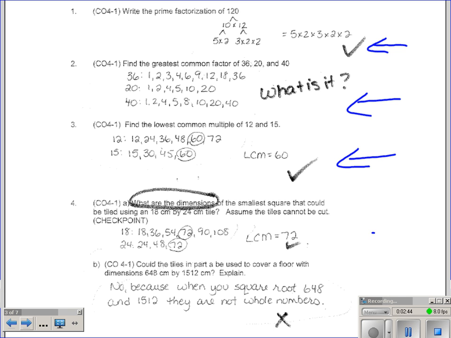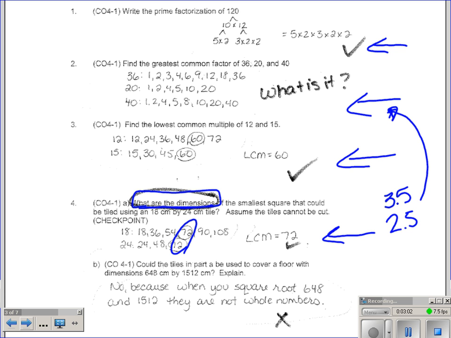Then I would look here. They did interpret that they had to find lowest common multiple, but they did not apply it to answer the question of what are the dimensions. Therefore, this student is either getting a 3.5 or a 2.5, depending on if they were able to answer question 2 when I called them back up.